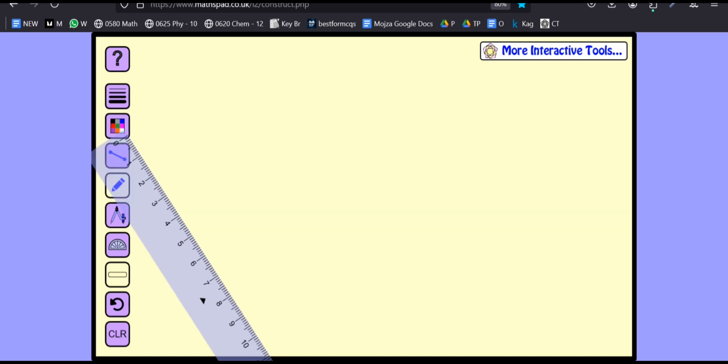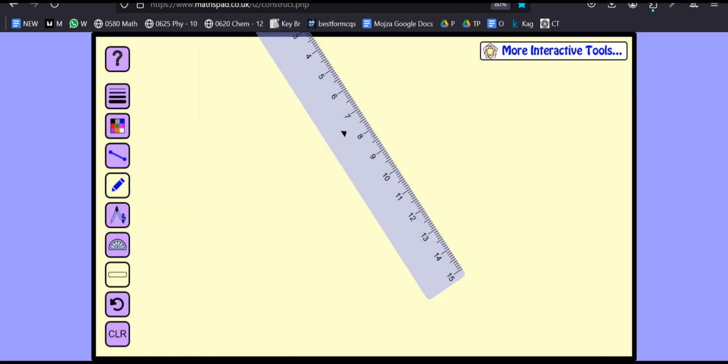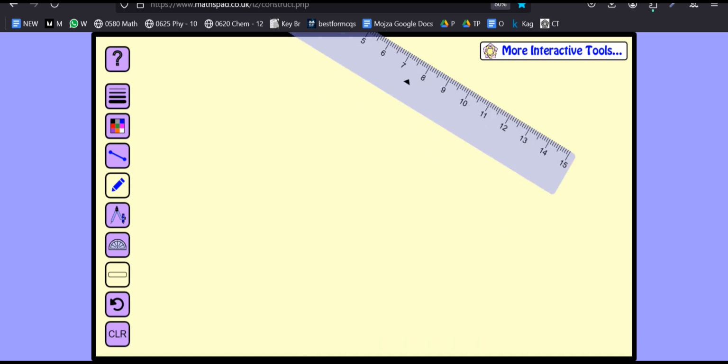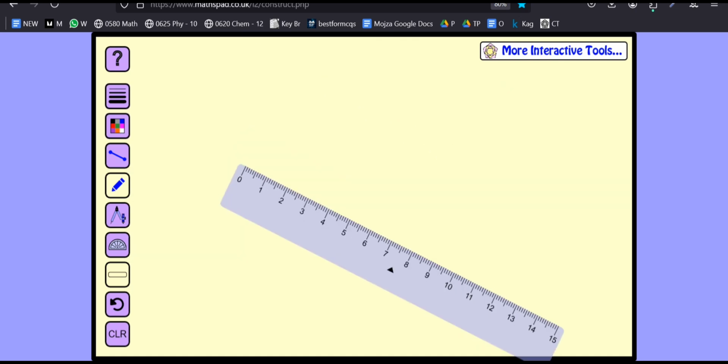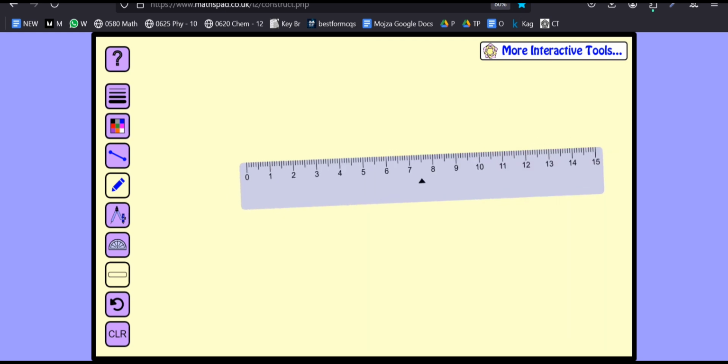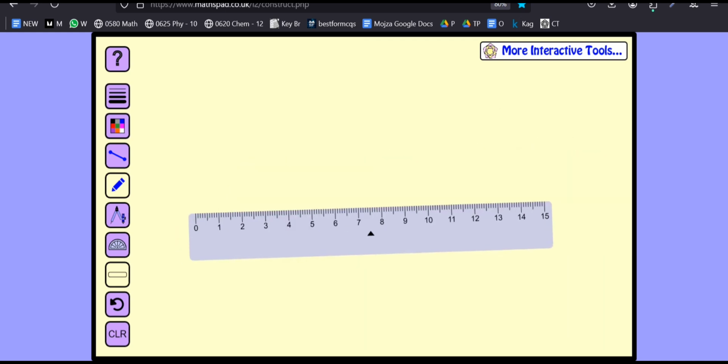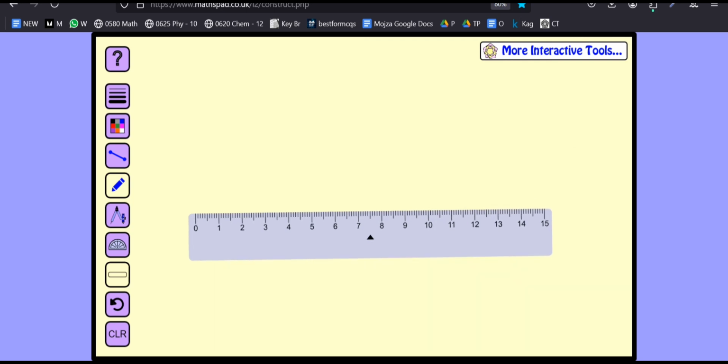Can you please straighten up, please? I don't have much time. Straighten up. Is it straight? No, it's not. Yes, it's straight now.